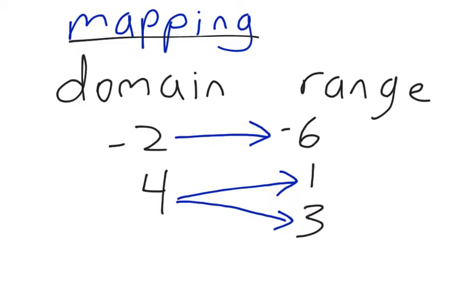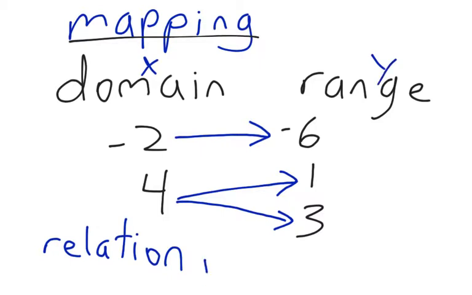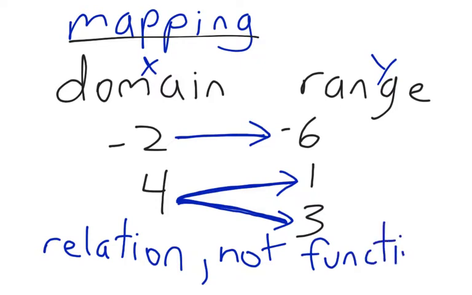Now ask yourself, does this relate x to y? Yes. So this would be called a relation, because your domain is all your x values, your range is all your y values. And next up, is this a function? Well, we could write ordered pairs from this. This is (-2, -6), (4, 1), (4, 3). Did we go back to our x? Yeah, we used the x twice. So we used it here, and we used it with the 1 and the 3. So it's not a function because the 4 was used twice. So we went back to our x. Alright, that's our first example with mapping.